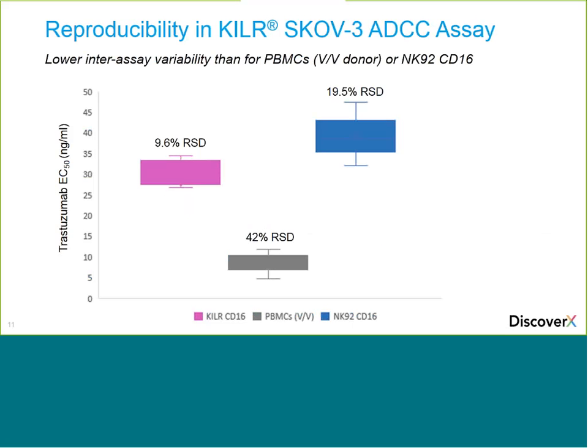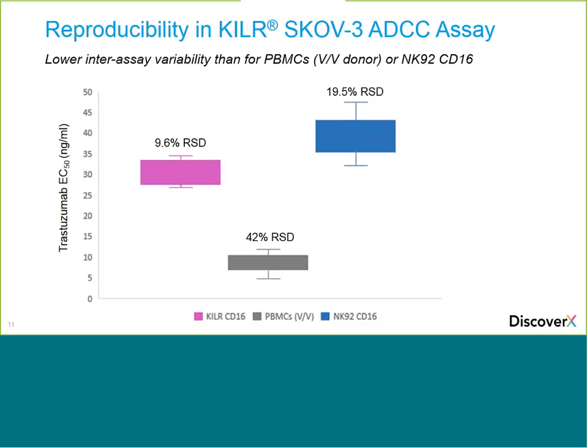So if we look at inter-assay variability with these effectors versus PBMCs from a VV donor or versus NK92 CD16 effectors in our SCO3 assay, what you can see is that although the EC50s are slightly different between using the different effectors, the actual variability in the assay is much lower for the KILR CD16 cells, which are shown here in the pink, where we see a 9.6% RSD for 3 different experiments.